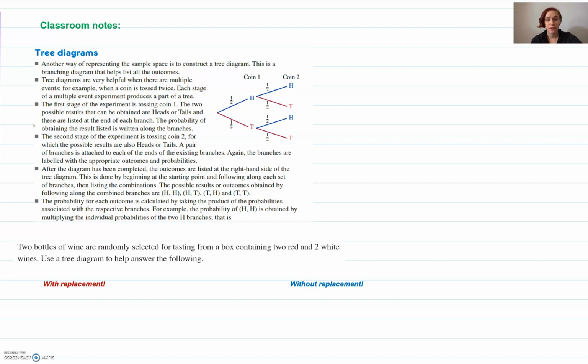In this lesson, we're talking about tree diagrams and calculating probabilities from tree diagrams. Now, we've seen these types before. They are when we have multiple events in a row. So you might be flipping a coin twice.